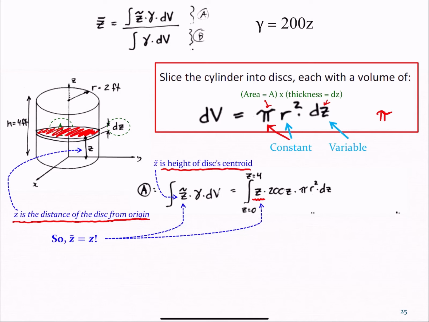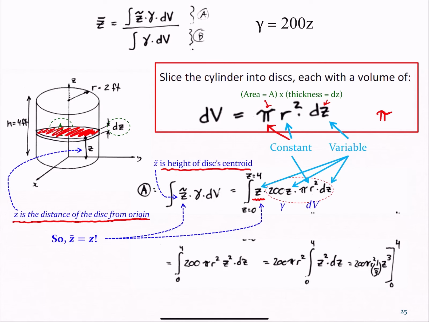Gamma, specific weight, is 200 times z. And then dV is p times r squared times dz. So the variables we want to keep inside the integral are z and dz, and all the constants can go outside of my integral. So I write my integral as 200 times p times r squared, all my constants, and I just leave z squared times dz inside. And you know that the integral of this is just z cubed divided by 3.